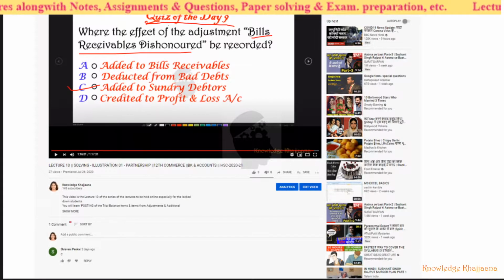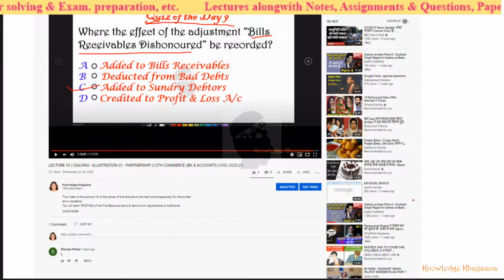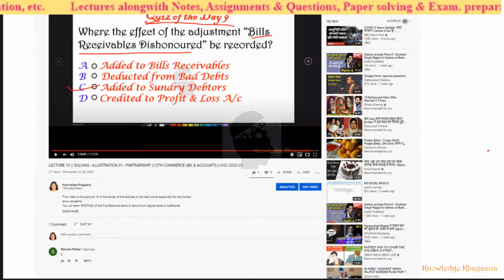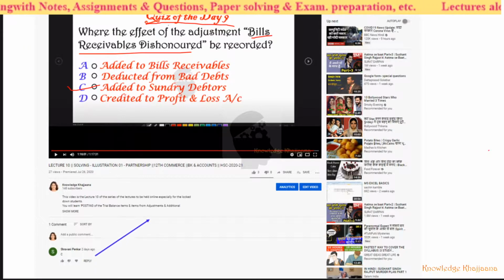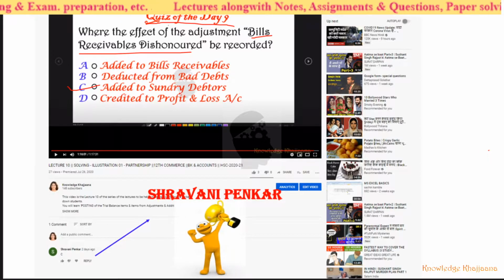And let's see how many students have given the correct answer. See, it's Shawnee Penker. Very good, Shawnee. Shawnee has given the correct answer. Very good, Shawnee. So Shawnee is the winner of this quiz.